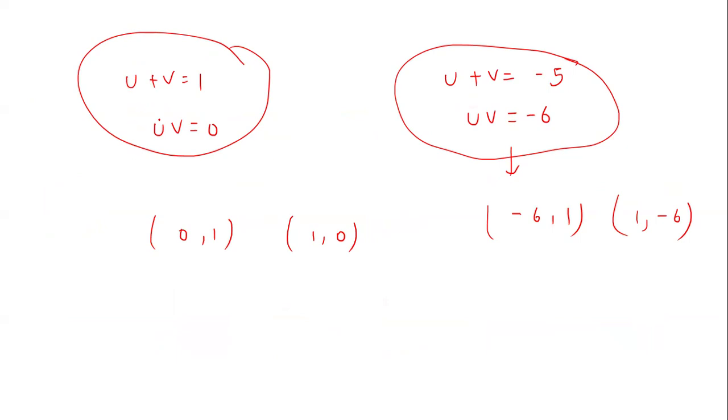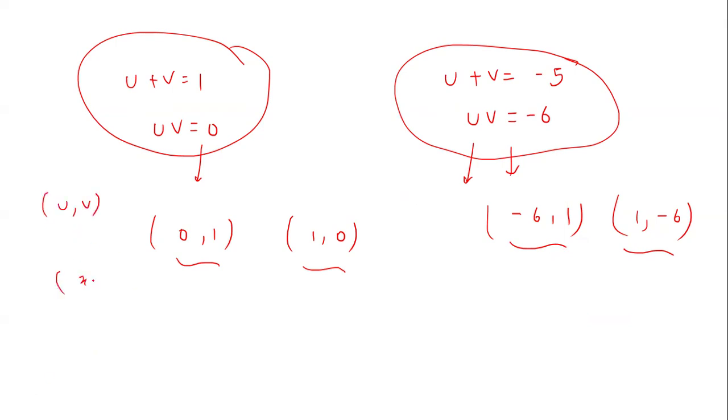Now from here you can solve for u and v. What are the different possibilities? For the first pair, the possibilities are 0 comma 1 and 1 comma 0. You can easily see that. For the fourth pair, the possibilities are minus 6 comma 1 and 1 comma minus 6. So there are these 4 integral solutions, but they are the values of u comma v.